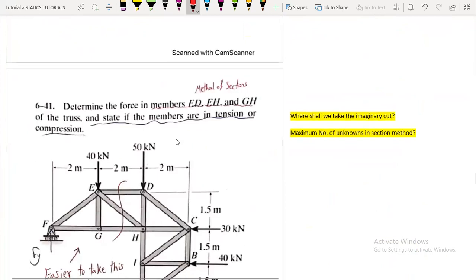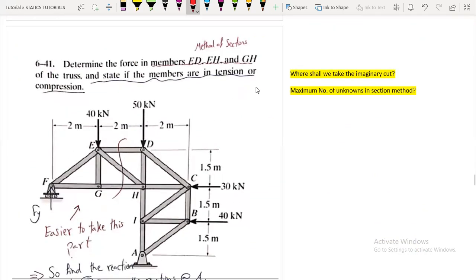Now here the method of sections. Where shall we take the imaginary cut? Here the idea is that it's not required from us to find all the forces in all the members of the trusses. In fact, they will specify for us specific members. So here, for example, determine the force in members ED, EH, and GH. So we are going to take a cut where the unknowns are required from us to find them.